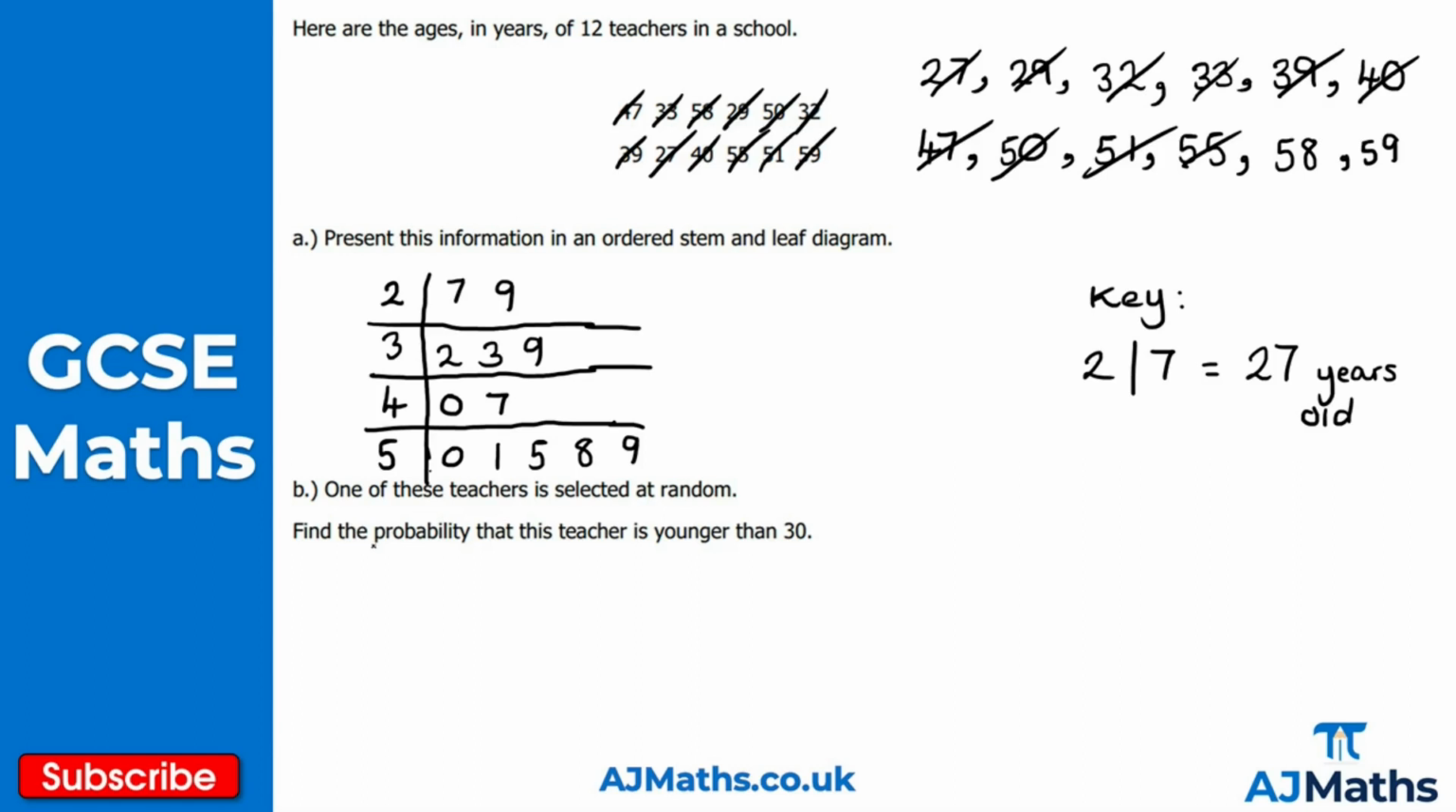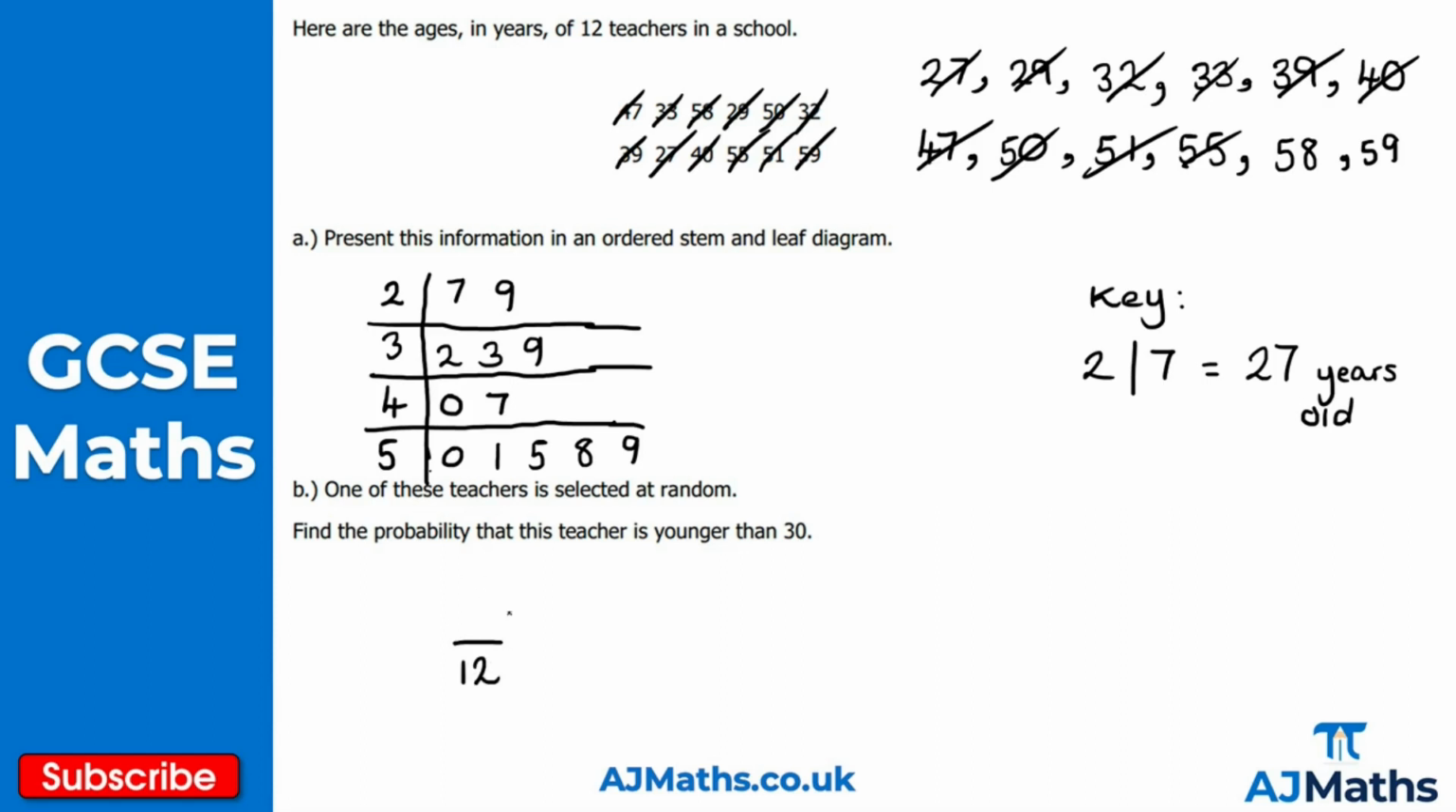So with part B here, we're told one of these teachers is selected at random. Find the probability that this teacher is younger than 30. So what we're looking for here is the number of teachers that are less than 30 out of the total number of teachers. So we've got 12 teachers in total, so our probability will be out of 12. That will be the denominator.